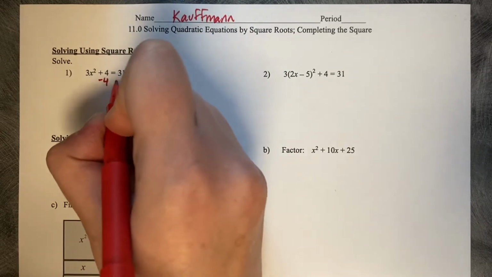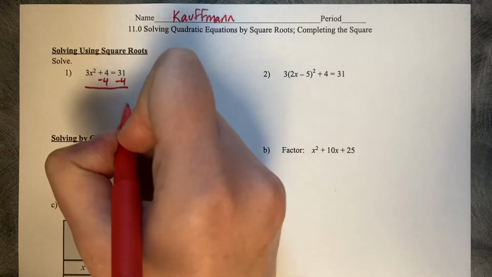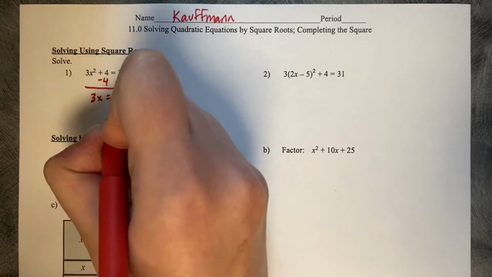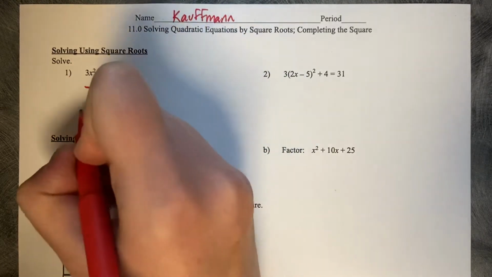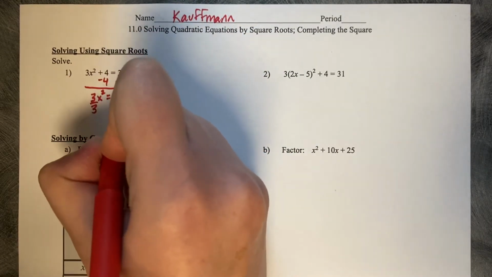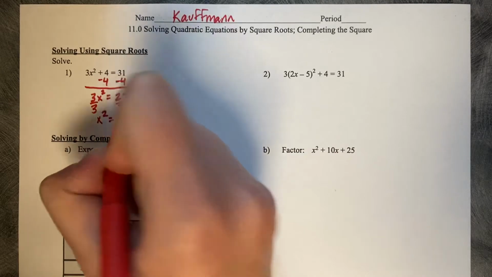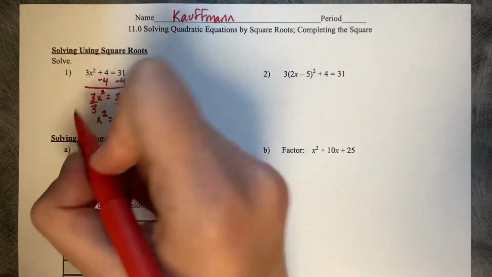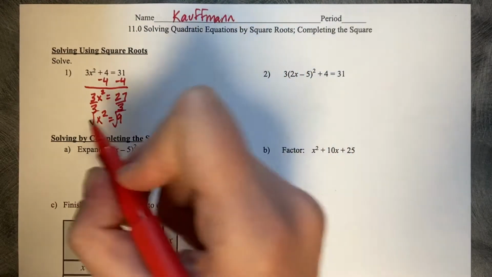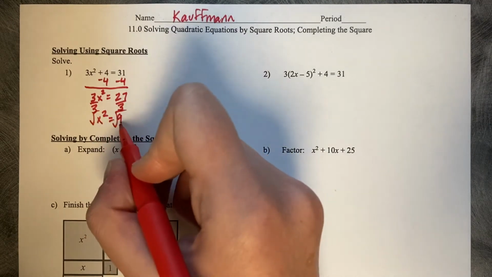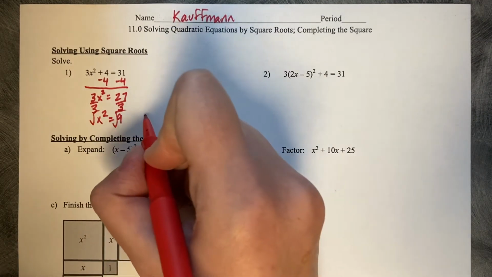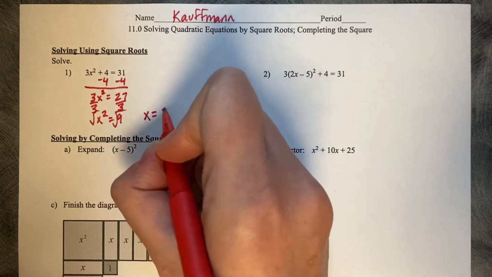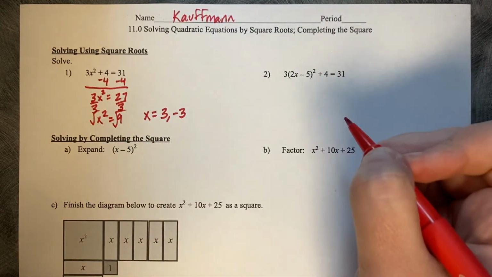So minus 4 on both sides, solve it like a linear equation. 3x squared equals 27. Then you divide by 3, and x squared equals 9. And now we take the square root of both sides, but 3 times 3 is 9, and negative 3 times negative 3 is 9. So we have two solutions, x equals plus 3 and negative 3.